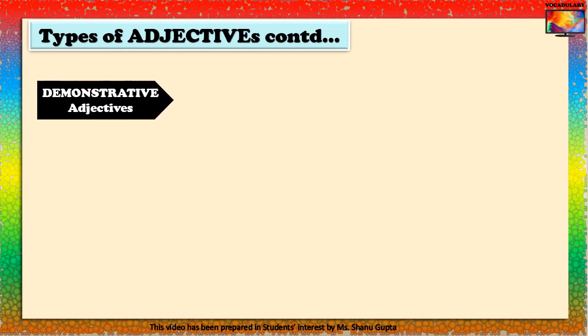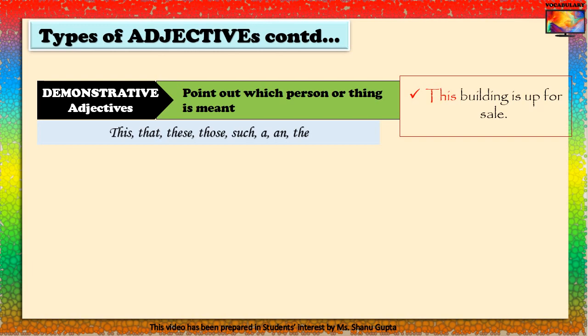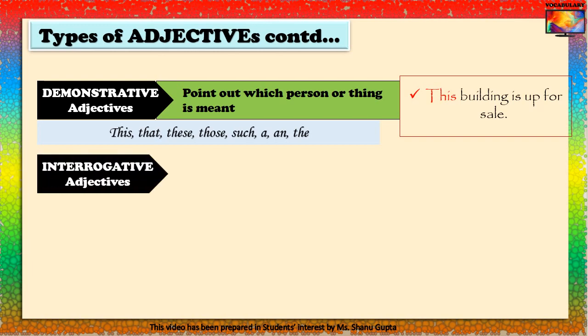Then there are those adjectives which point out which person or thing is meant. Words like this, that, these, those and such are demonstrative adjectives when they are used immediately before the noun that they point out to. For example, we have the sentence, this building is up for sale.